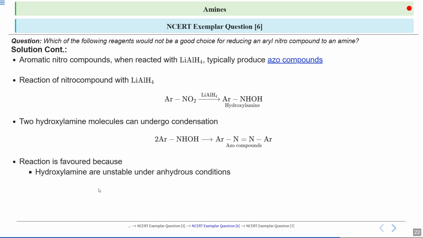Okay, so you will see hydroxylamines are unstable under anhydrous conditions. So therefore you will see option B is the correct option. Okay, so option B is not a good choice for reducing an aryl nitro compound into an amine.